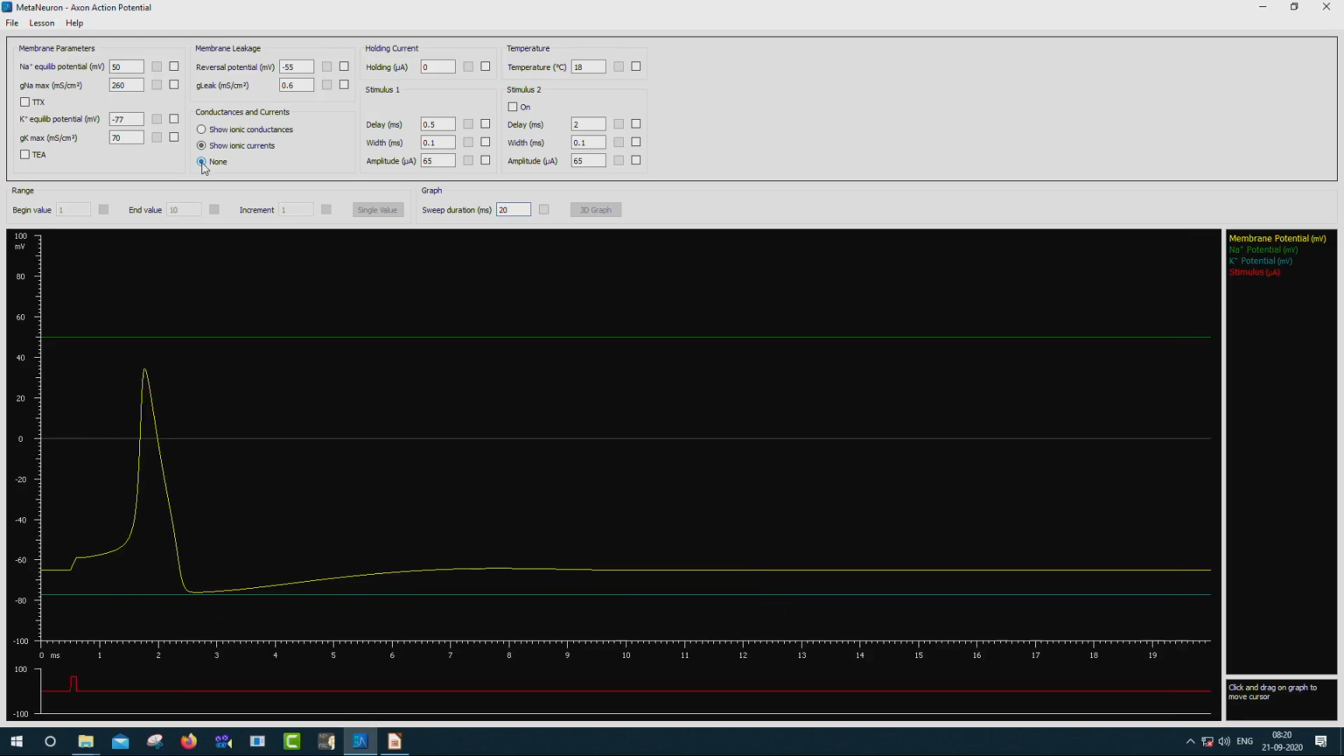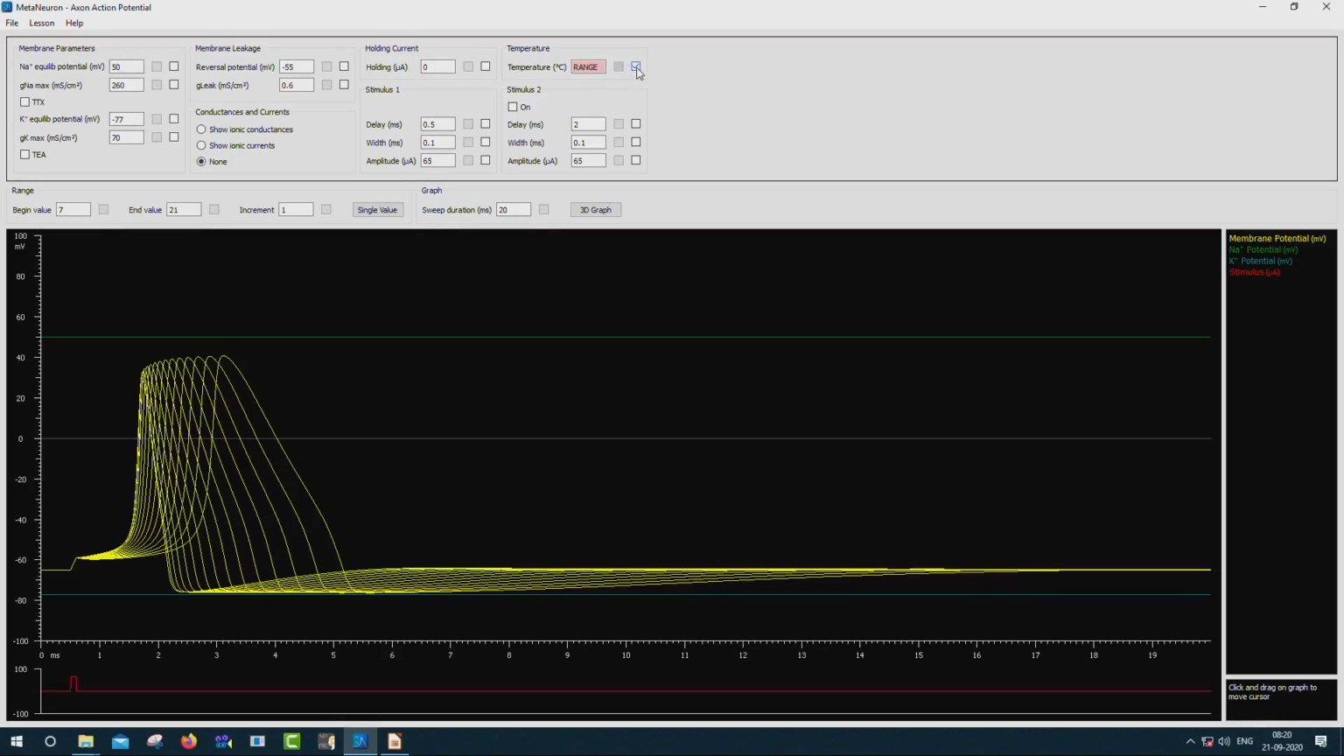Okay, so let's go back to normal. So what happens when you change the temperature? Let's look at a range. The begin value is 7, the end value is 21. These are in the physiological range, and you're incrementing it by 1.